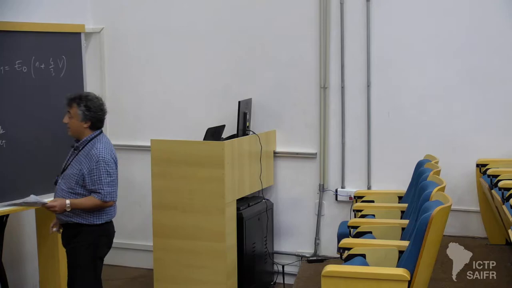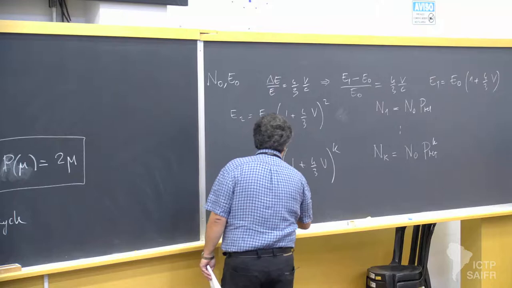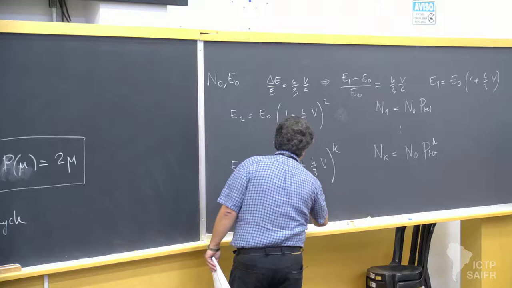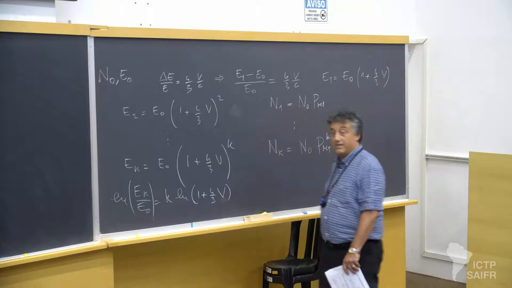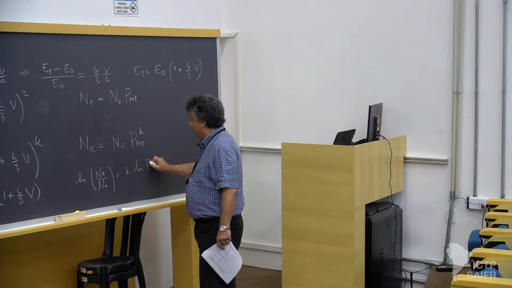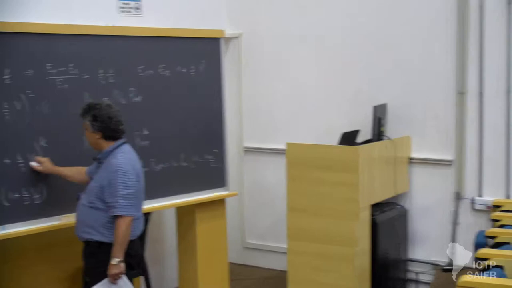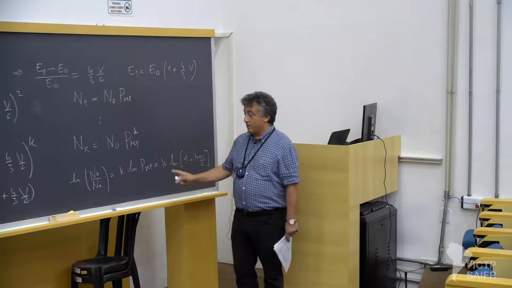Therefore, now it's interesting because I'm going to do something very simple. Take Ek over E0 and take the logarithm of this. This is K logarithm of 1 plus 4 thirds of U over C, right? And I can do this here too. Logarithm of Nk over N0 equal to K logarithm of return probability. But this is then K logarithm of 1 minus 4U2 over C. Since I'm putting C here, let me put C here too, otherwise you get confused. Okay? So I have two independent ways of getting K.